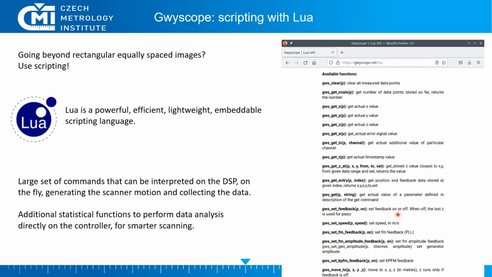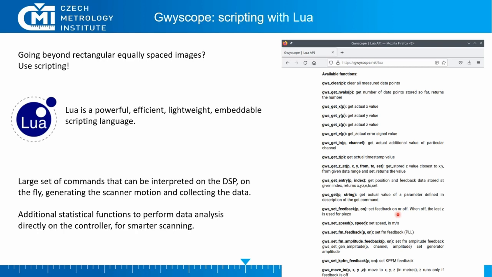When you want to go beyond the boring rectangular equally spaced images, you can use scripting. So that's another feature of LiteScope. You can do scripting, and for this the Lua language is used. This is a quite efficient and lightweight scripting language that was quite easy to embed inside the server. And you have a lot of different commands you can use, and I think especially Nanovision uses Lua scripting for nearly everything. So they are our first user in terms of testing this, and we are happy for that.